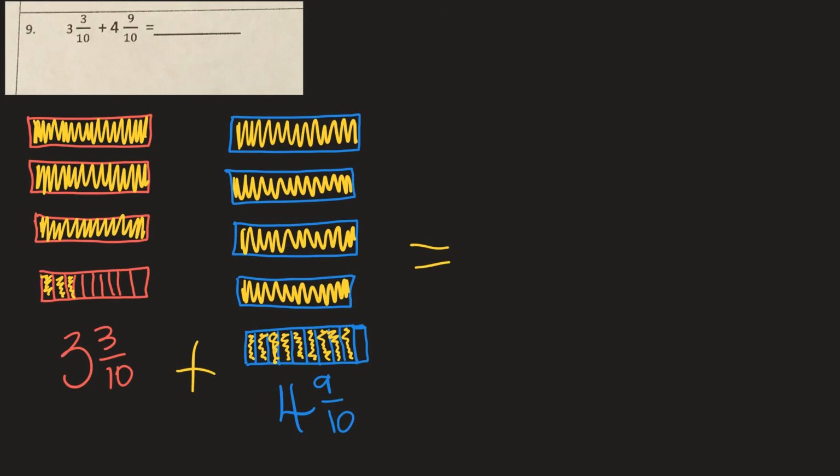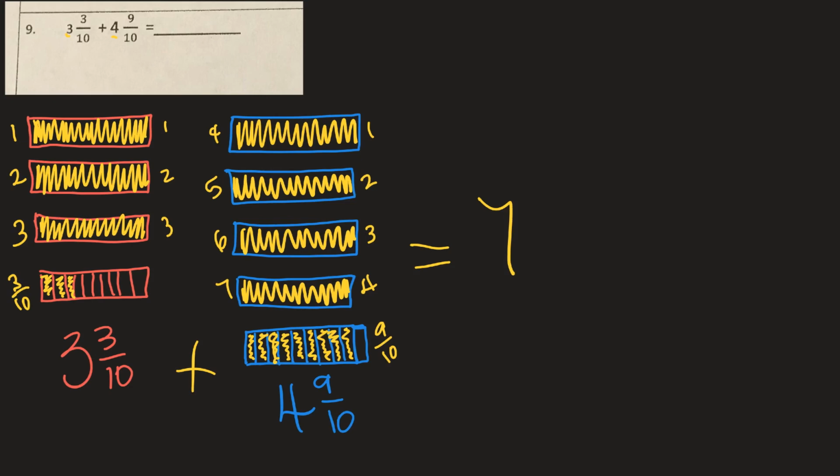Okay, number 9, 3 3/10 plus 4 9/10. So I went ahead and drew this out. So you can see right here we have 1 whole, 2 whole, 3 whole, and then 3/10 here. And then 1, 2, 3, 4, and 9/10 here. Okay, so if I go ahead and count all of the ones that are completely whole, that would be 1, 2, 3, 4, 5, 6, 7. I have 7 whole, which 3 plus 4 is 7.